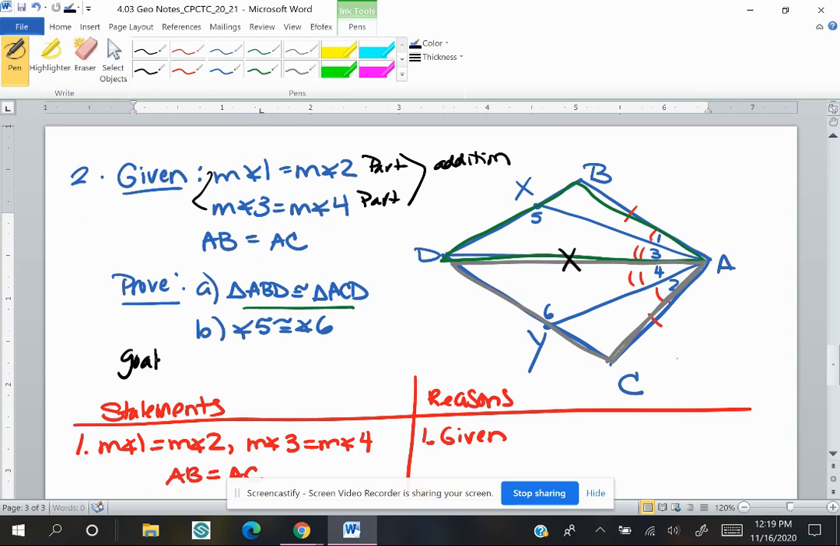Our goal first is to get angle BAD congruent to angle CAD. Then I should be able to get my triangles congruent by side angle side. And then we will go from there to figure out how to get angle 5 congruent to angle 6. So first, let's work on that.